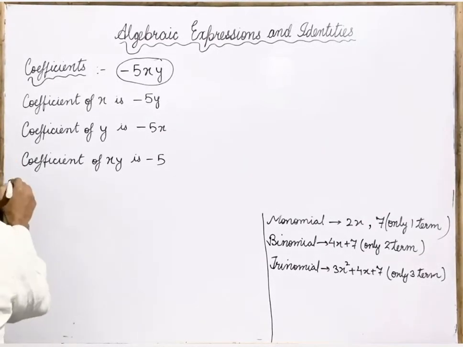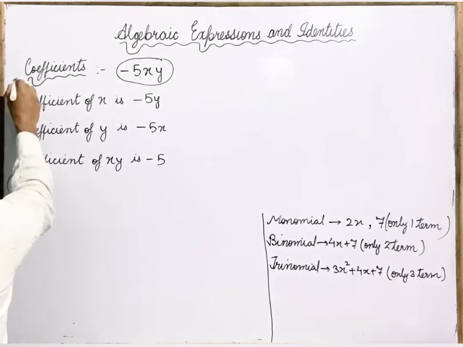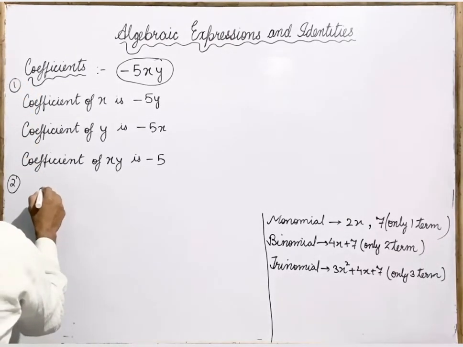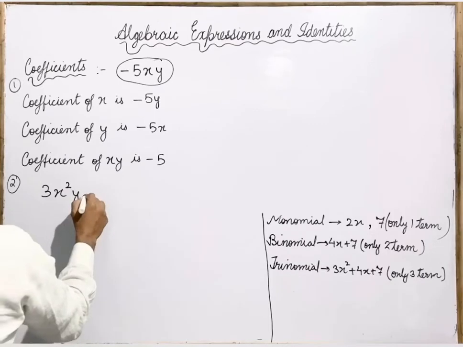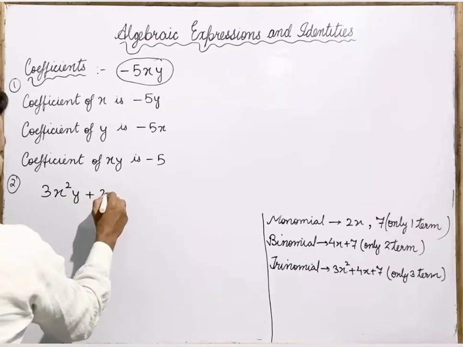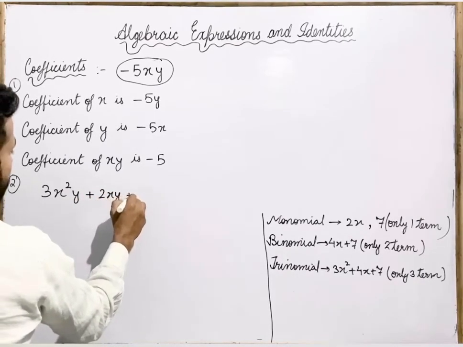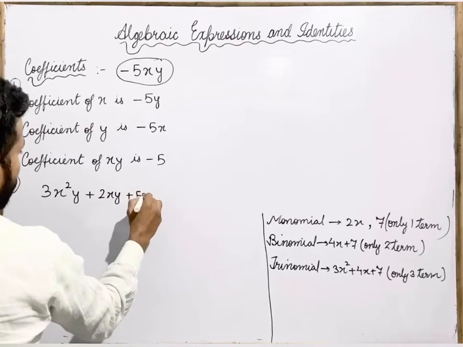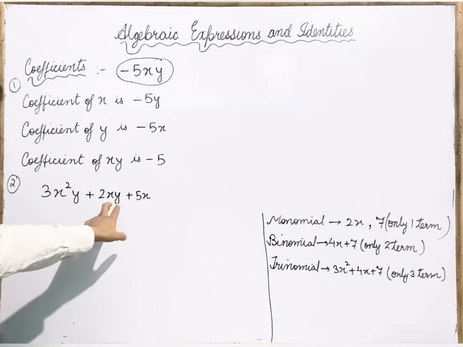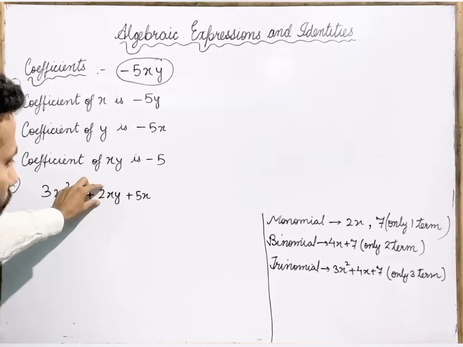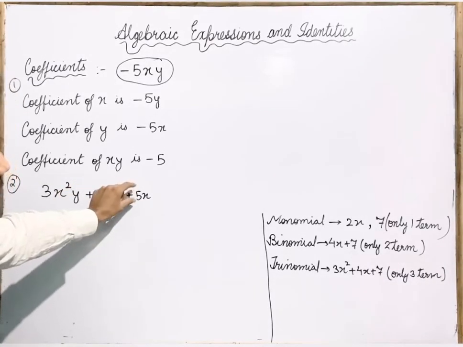Now next example, let us take another example. This is the expression 3x square y plus 2xy plus 5x. So what is the coefficient of x square y? That is 3. What is the coefficient of xy? That is 2. What is the coefficient of x? That is 5.